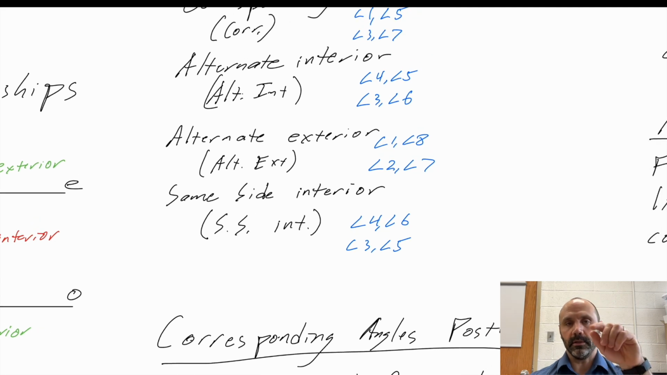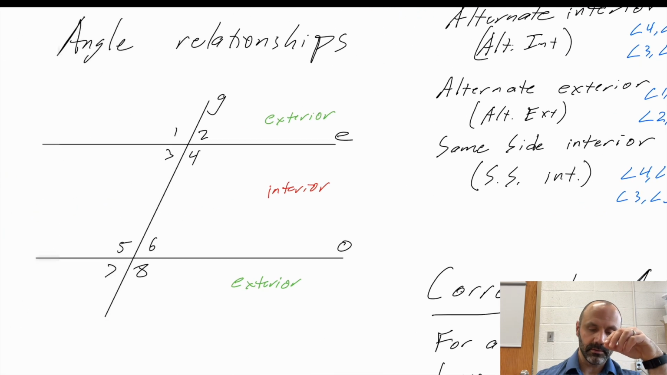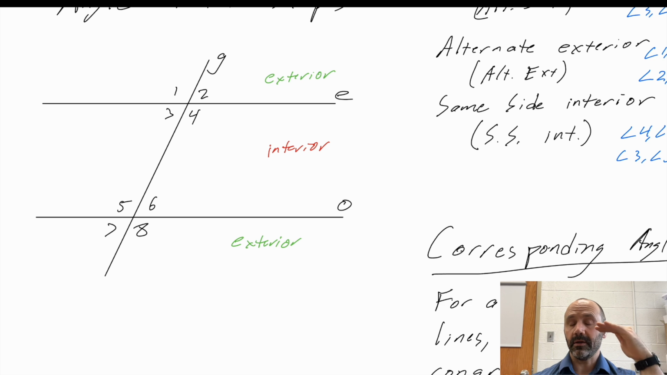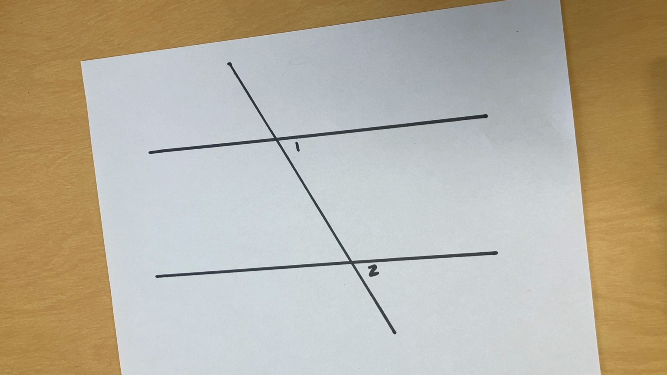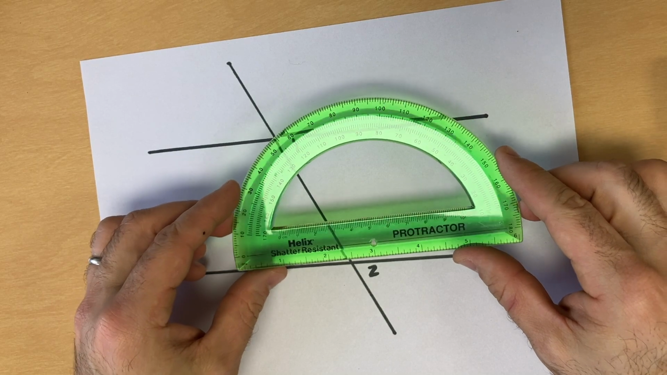So now we're going to take a look at one of these situations where we've got parallel lines and a transversal, and see if we can find anything about the angle measurements when we do this. Okay, so for this activity, what you're going to want to do is follow along, and you should have a protractor.